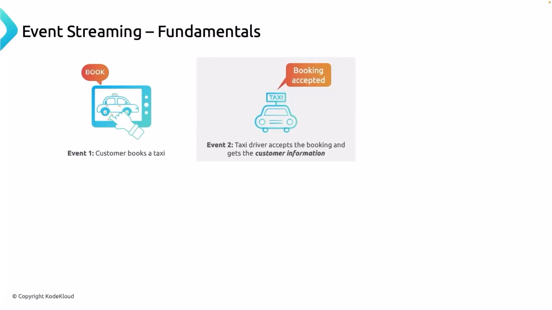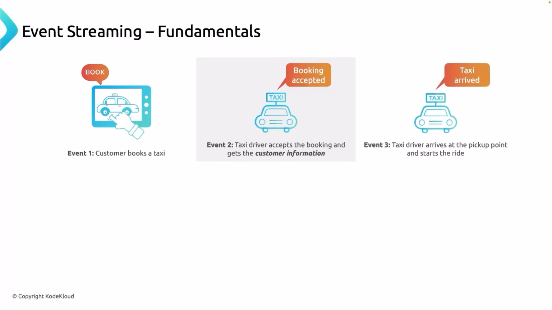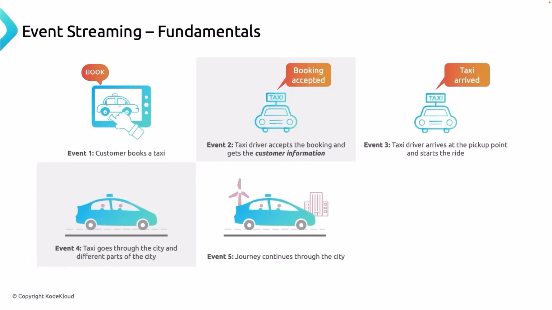Then the driver accepting the booking, so that the customer information can be shown to the particular driver, and the customer also receives the information about which taxi is coming to pick them up. This is event number 2. Event number 3 is the taxi driver arriving at the pickup point and starting the ride. It gives the confirmation to our service to bill you appropriately. Then there are two events, event 4 and event 5, that focus on collecting the metadata of the journey itself.